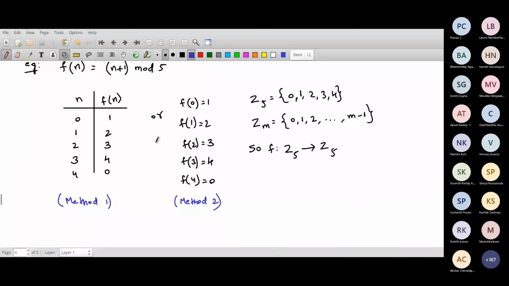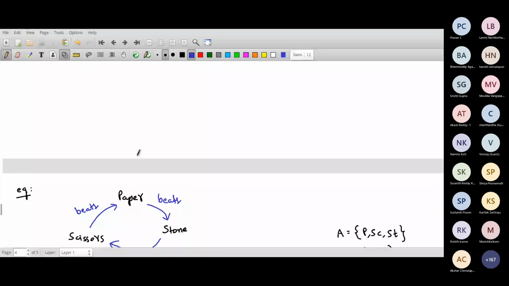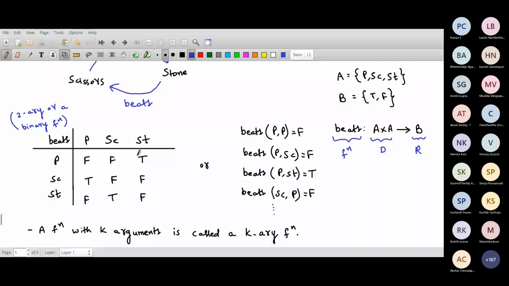In the previous case, this is a function with only one argument, right? It's like f of n, f of 0 is 1, f of 1 is 2, and so on. So here there is only one argument, 0, 1, 2, 3, 4, only one argument each time. So this function is an example of a one-ary or a unary function. Okay. All right.